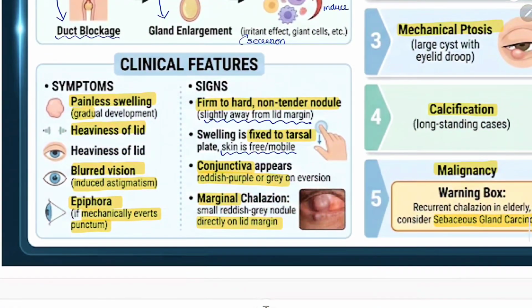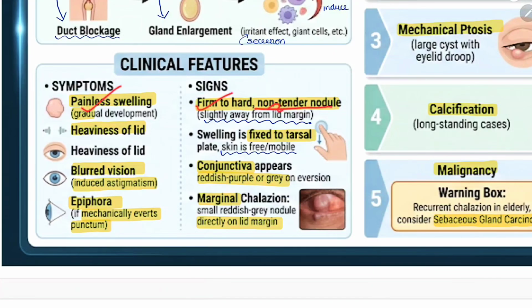Coming to the clinical features, the symptoms include painless swelling. It is a painless, gradually developing swelling, and there will be heaviness of the lid. Then there will be blurred vision due to induced astigmatism, because of its close contact with the cornea, and epiphora if it mechanically everts the punctum.